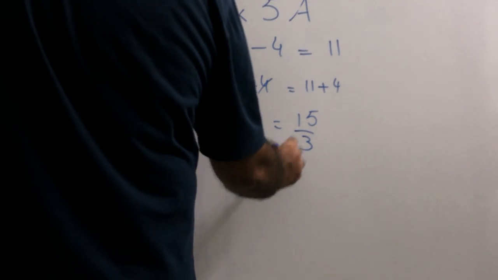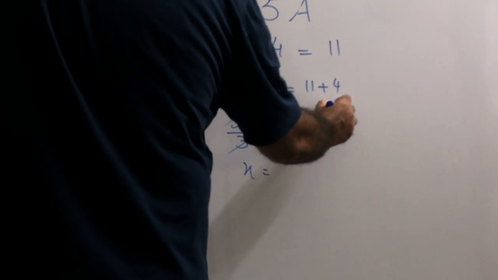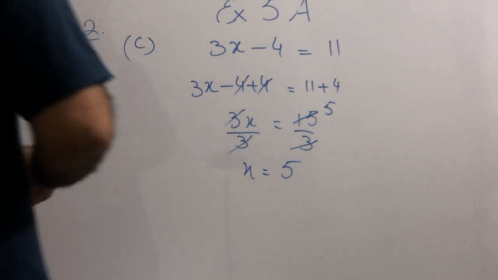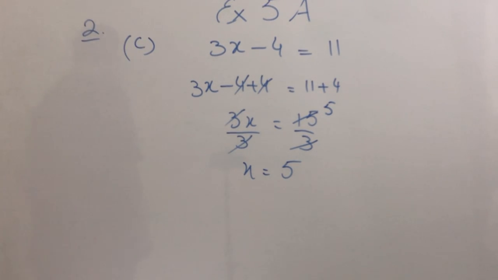X is equal to 3 5s are 15. 5 is the answer. So we have solved this equation. So I'll recap this. The question was 3x minus 4 is equal to 11.